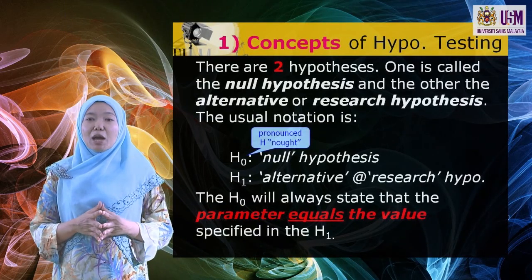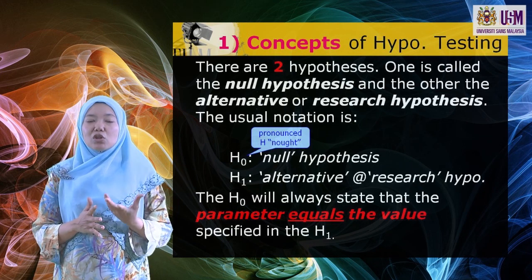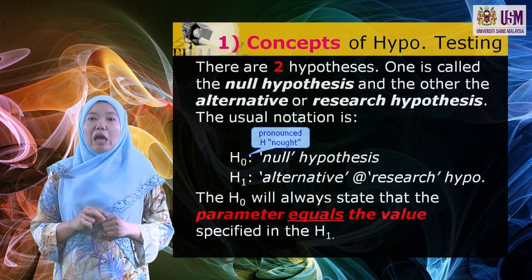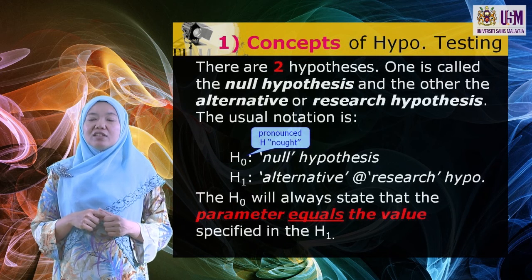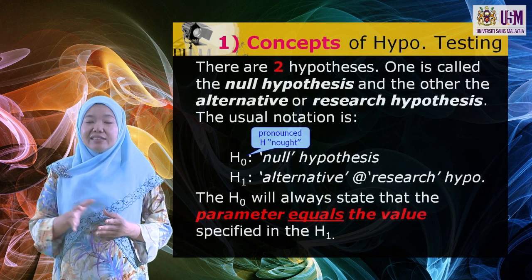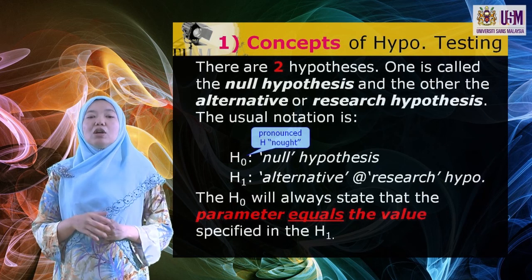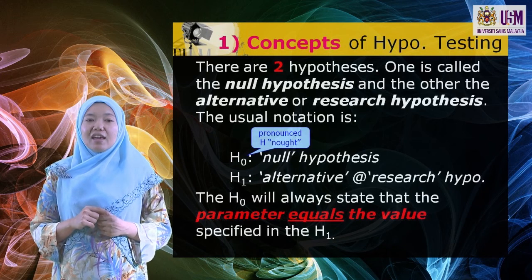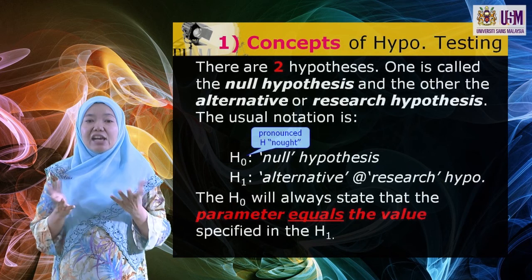Let's look at the concept of hypothesis testing one at a time. Just now I kept saying H0, H1. What are they? We start with two hypotheses. One is the null hypothesis; null refers to zero. The other is the alternative or research hypothesis. The usual notation is H0, pronounced "H naught", which refers to the null hypothesis. The second one is H1, the alternative hypothesis or research hypothesis.